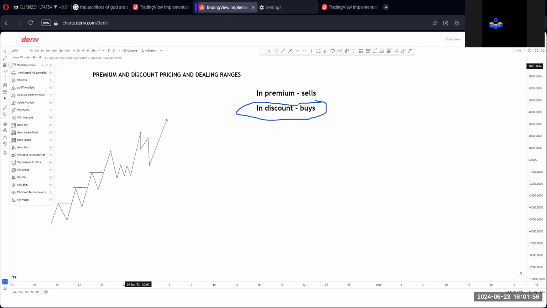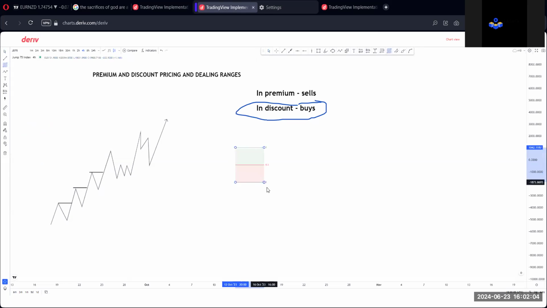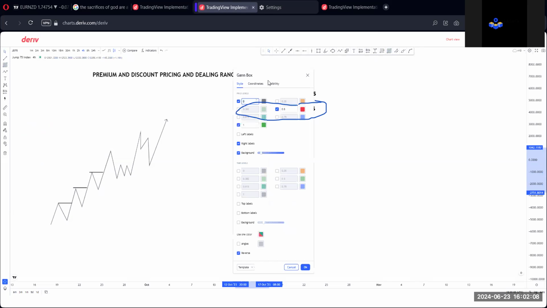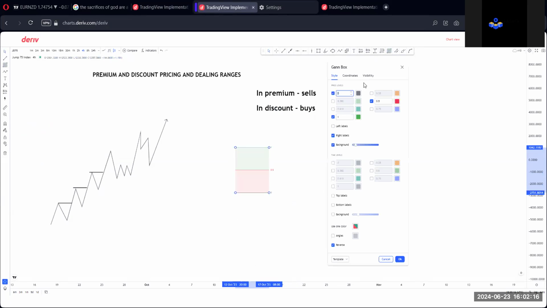I have added it to my favorite toolboxes. So you can just click the star to check it up and it will be added to your toolbox. So when you click and you drag down, that is what you're going to have. This is what you are going to have on your screen. So let me show you the settings for the premium and discounts. Let me apply the default.